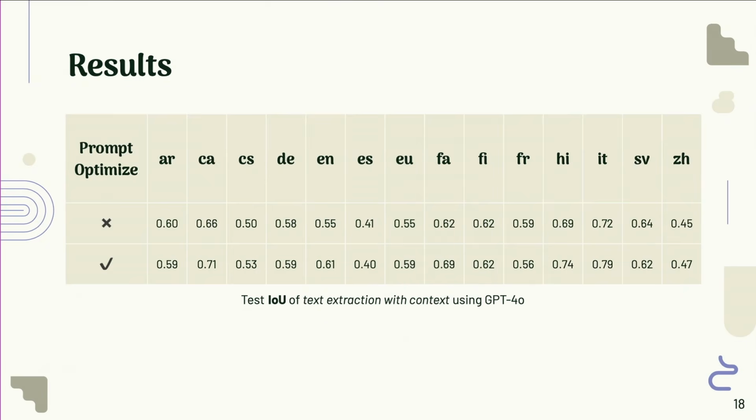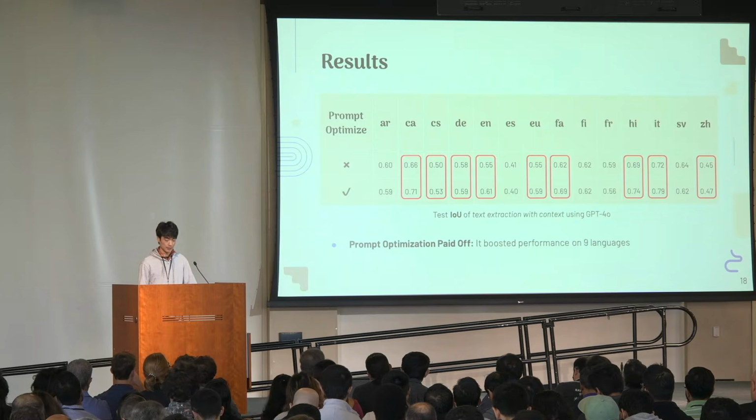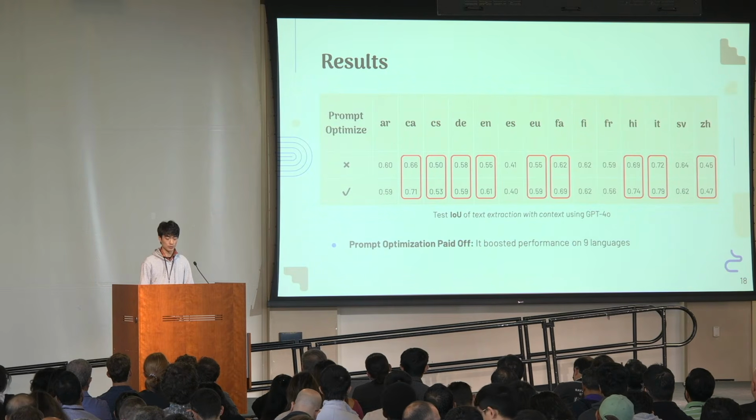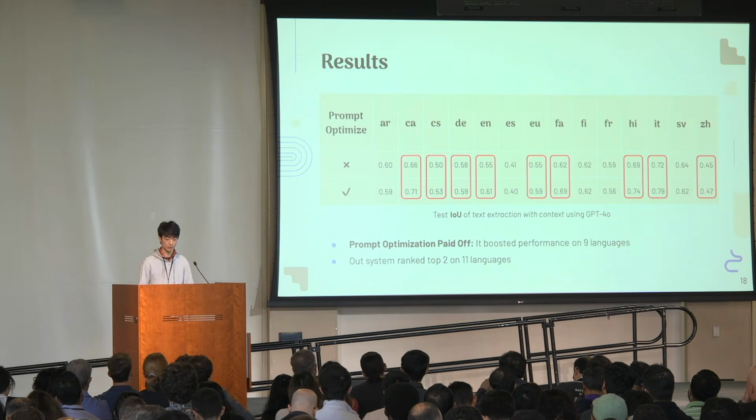And here are our results across 14 languages. On the previous slide, I mentioned the complexity with the knowledge graph didn't pay off, but this time prompt optimization did pay off. It boosted IOU on 9 out of the 14 languages. And our system achieved top 50s or 60s on most languages, which placed our system in the top 2 for 11 of the 14 languages.